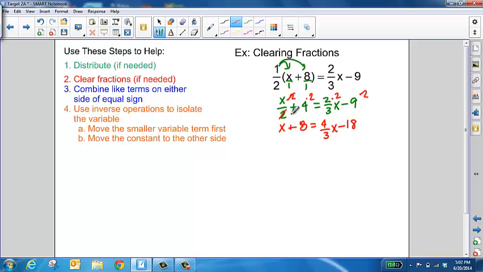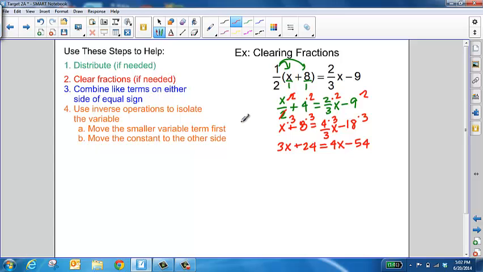So this time, since our denominator is 3, we're going to repeat the process, but we're going to multiply every single term by 3. So that's going to give us 3x plus 24 equals, now 4 times 3 is 12. 12 divided by 3 is going to give us a 4x, and then minus 54.